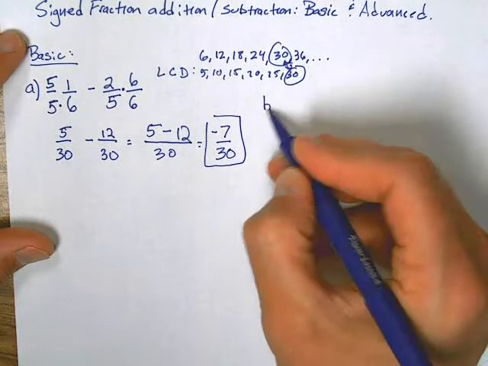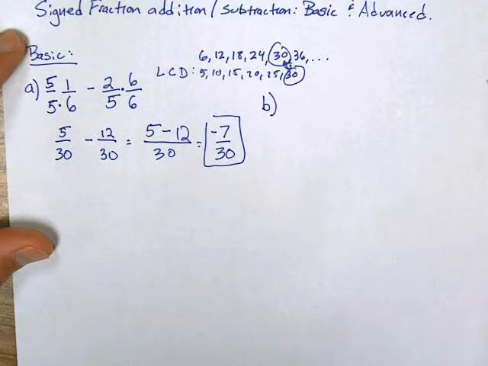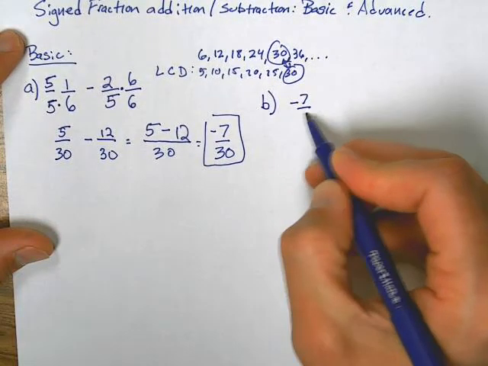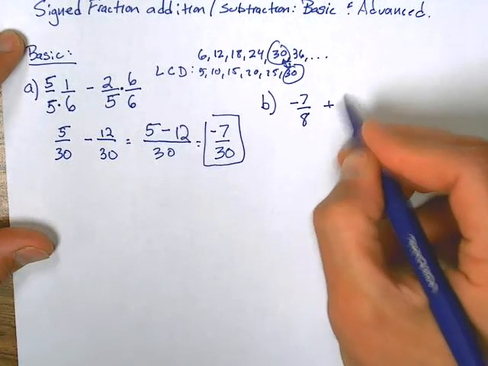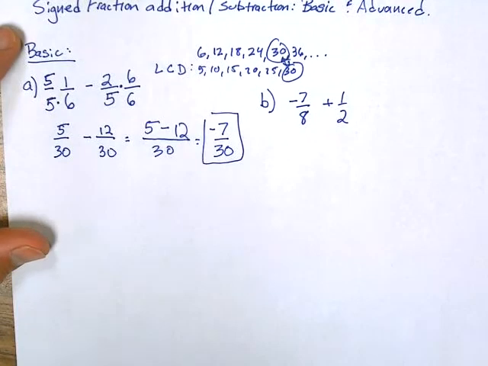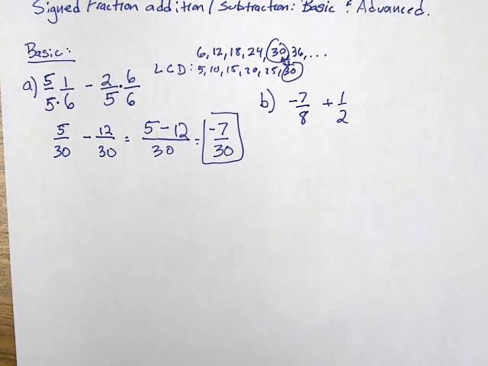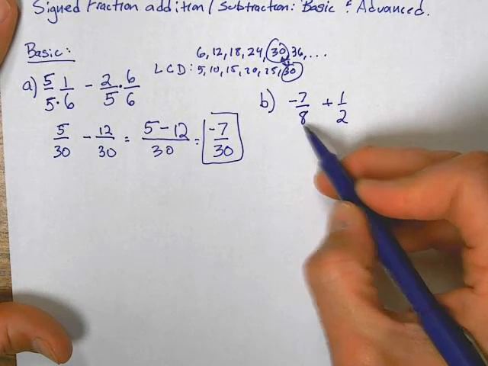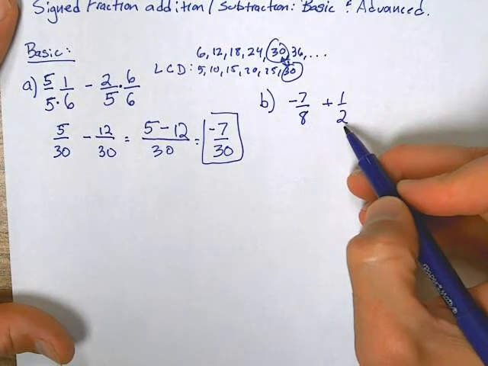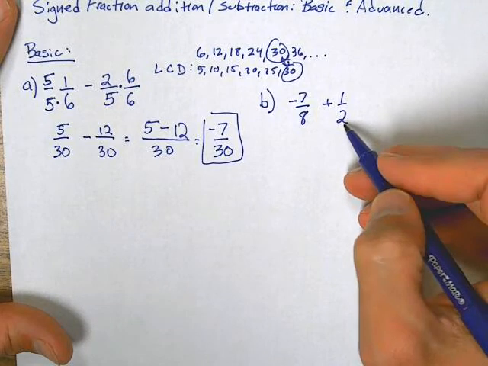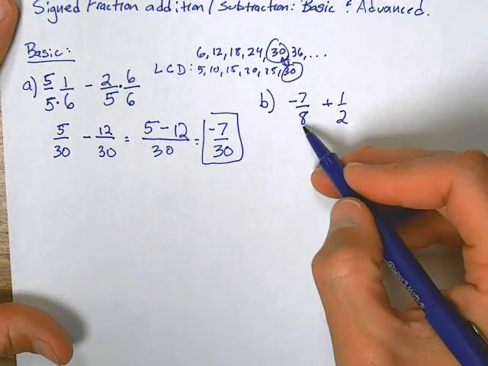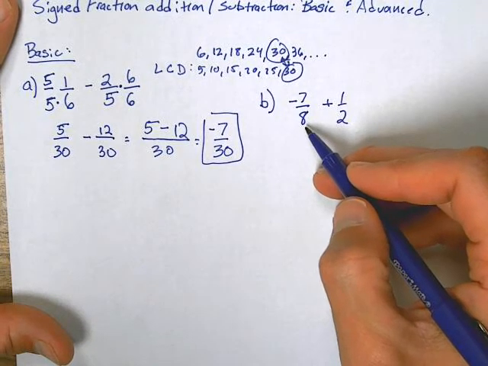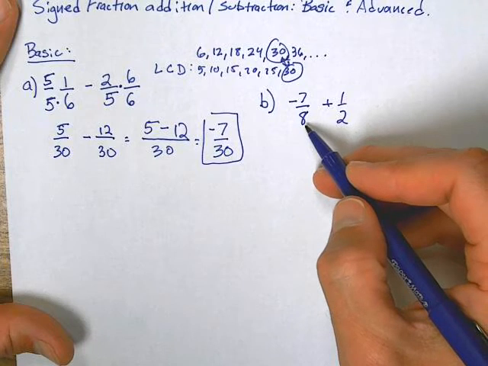Let's look at another example of the basic level. So if I have -7/8 plus 1/2. All right. Again, got to get a common denominator. So I have a denominator of 8 and a denominator of 2. Well, one of the things that I noticed here is 2 goes into 8, right? So I don't need to go any larger than 8 for my common denominator.